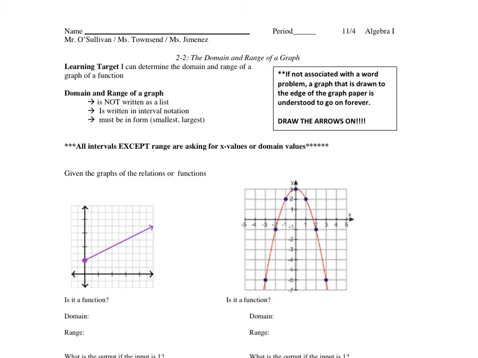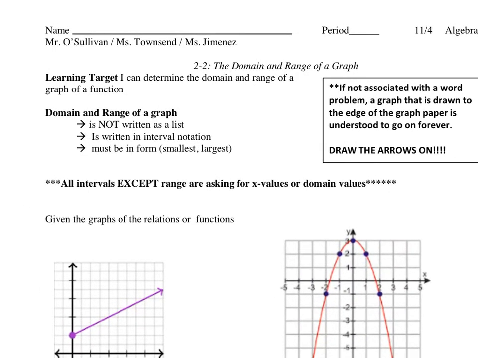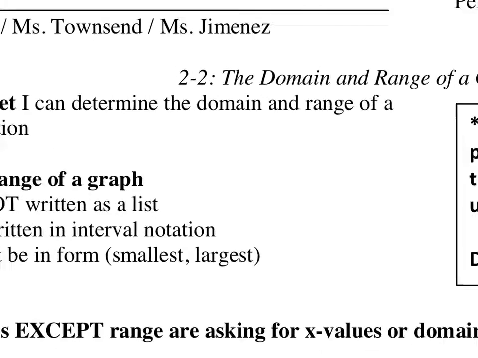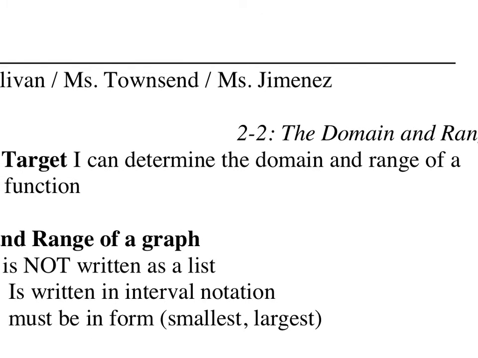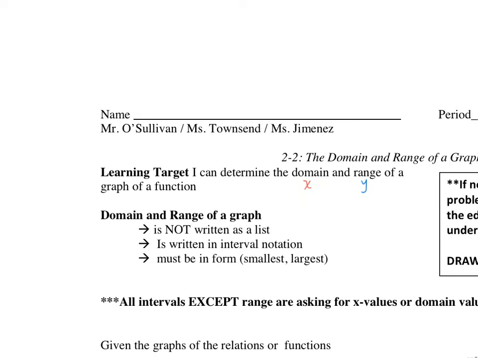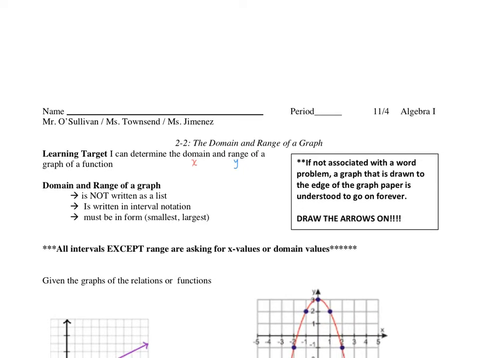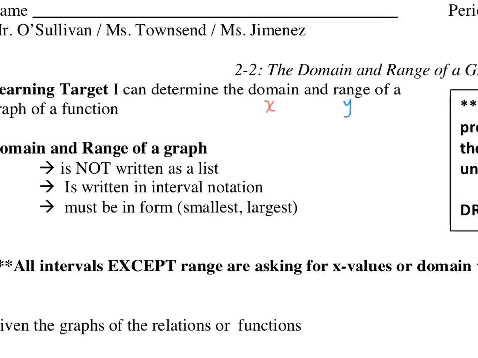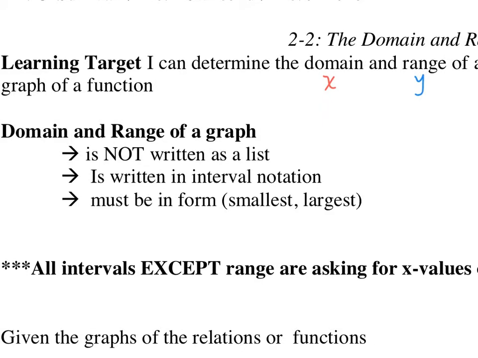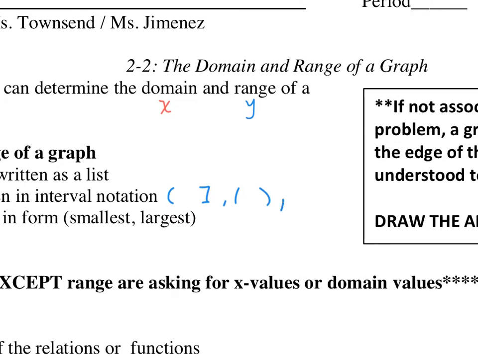So the learning target for today is I can determine the domain and range of a graph and a function, but before we even go into domain and range and actually determining it, I want you to write down under domain x and under range y, because we need to remember that the domain are our x values and range are our y values. The domain and range of a graph, it's not written as a list, it is written in interval notation, so we use parenthesis, bracket, parenthesis, parenthesis, bracket, parenthesis, or bracket, bracket.